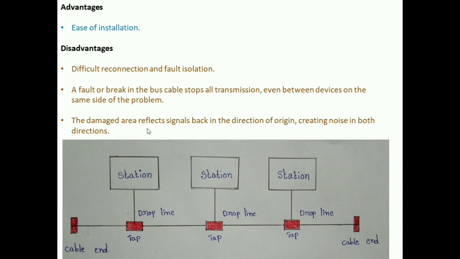Okay, so now this damaged area reflects the signal back in the direction of origin, creating noise in both directions. So whenever, let us say, station 2 has been damaged, it reflects the signal back onto both ends, which creates extra noise. So these are all the disadvantages of bus topology.